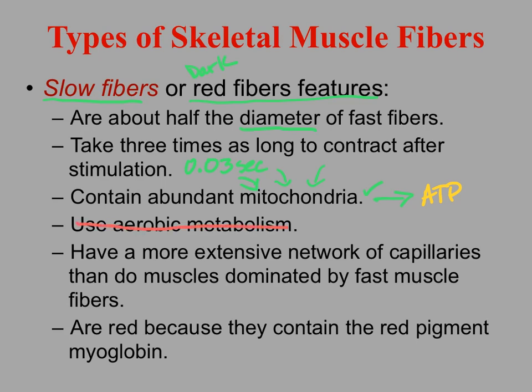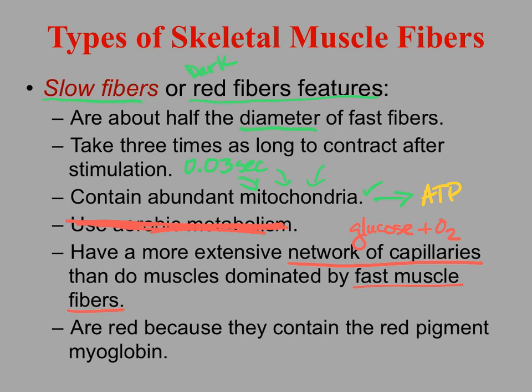You can ignore this using aerobic metabolism. We're not going to talk about that. And these red muscle fibers are very well vascularized. They have a really extensive network of capillaries. So this is where they get the constant supply of glucose and oxygen for contraction. So they have more capillaries than these fast muscle fibers.